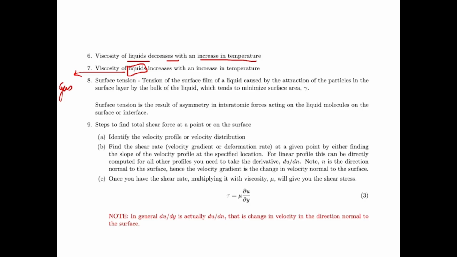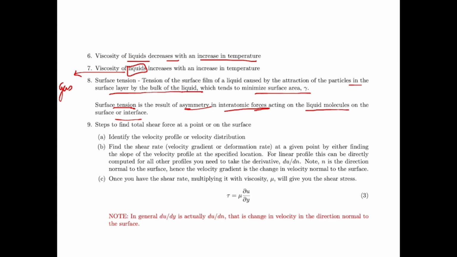Okay, when it comes to surface tension, we discussed a bit about this. The tension of the surface film of a liquid caused by the attraction of particles in the surface layer by the bulk liquid, which tends to minimize the surface area. That's the proper definition. What I want you to do at least is understand how it is generated conceptually. Surface tension is the result of asymmetry in the interatomic forces acting on the liquid molecules on the surface. So we talked about this, right?